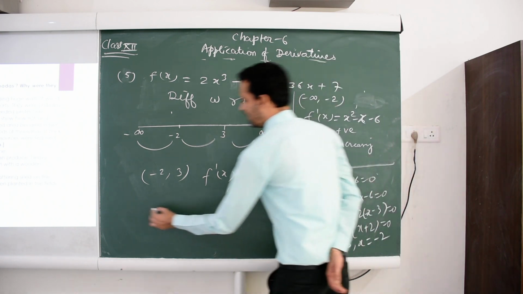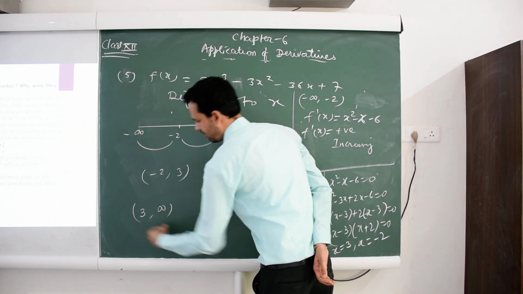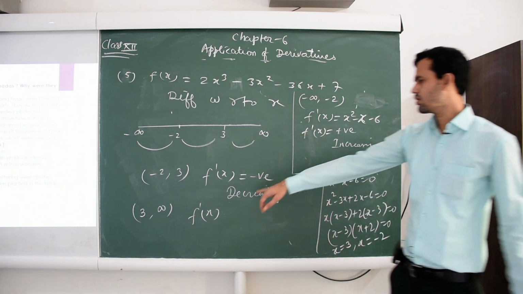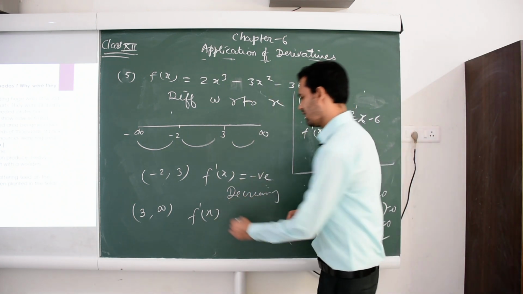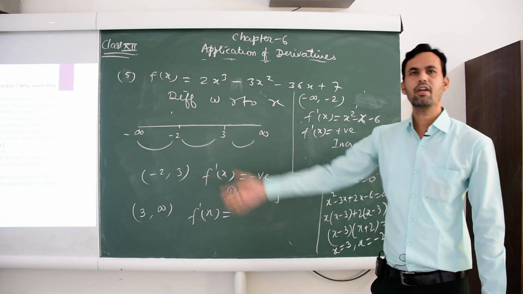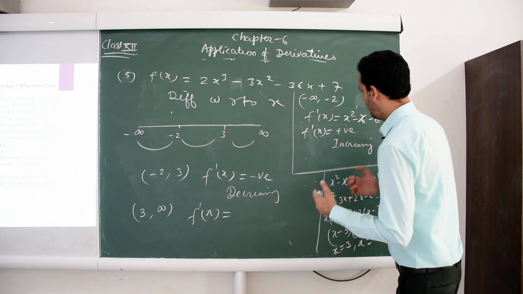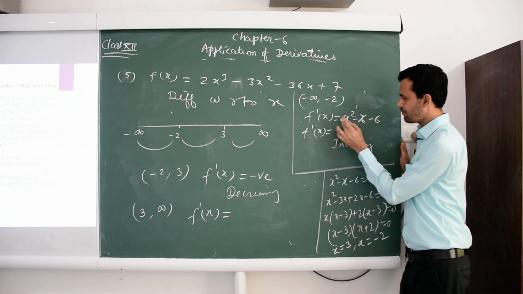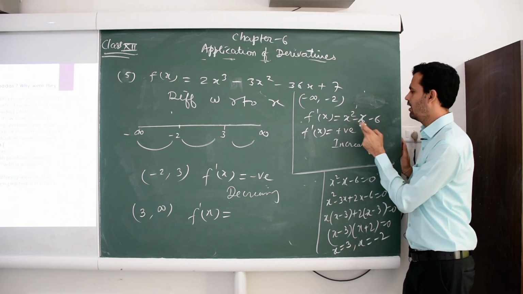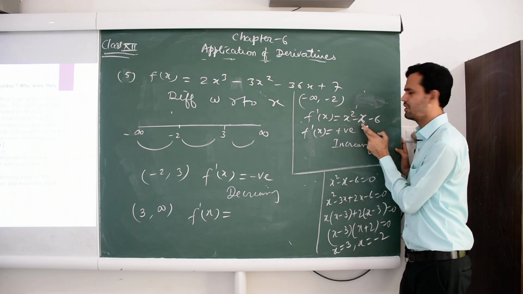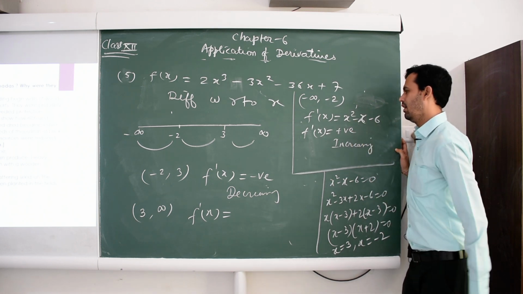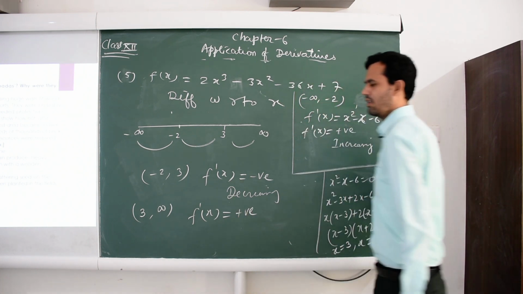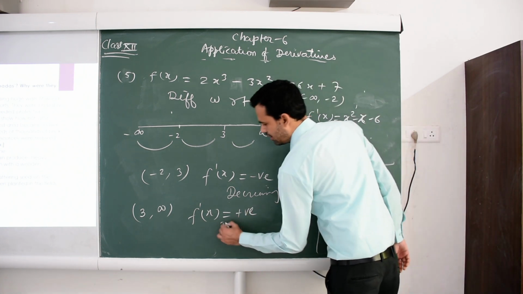Okay. And the third is 3 to infinity. If we put values in f'(x) between 3 and infinity, so we get values, let x is 5, 5 square 25 minus 5, 25 minus 5 is 20, minus 6 is 14. So positive values. So always we get positive values, and positive means increasing function.